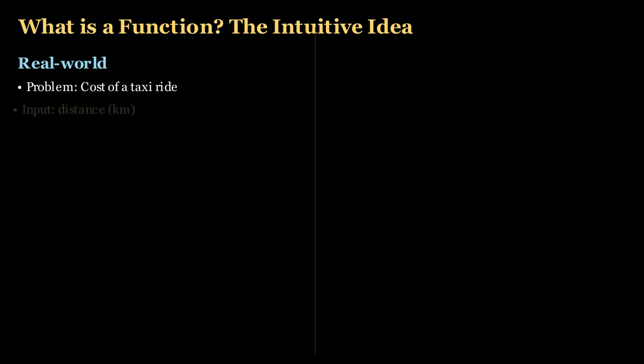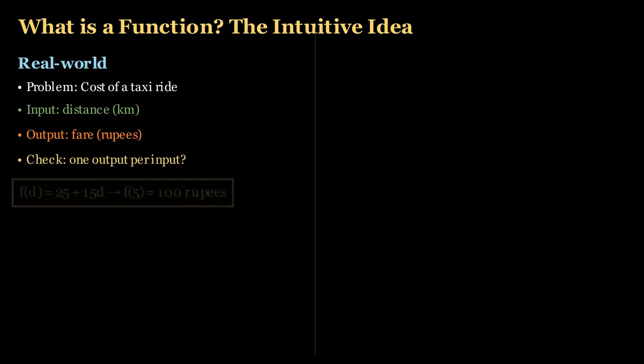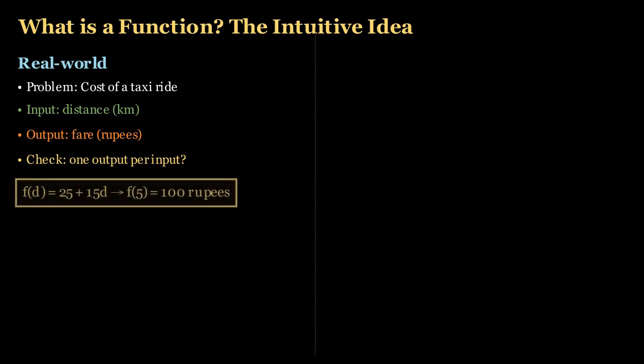So, what's the fare for a 5-kilometer ride? We plug in 5 for d. That's 25 plus 15 times 5. 15 times 5 is 75. 25 plus 75 is 100 rupees. There's no other answer. It's a perfect function. This same method, finding a rule and checking for a single output, works for calculating the area of a square from its side, or the distance a car travels at a steady speed.